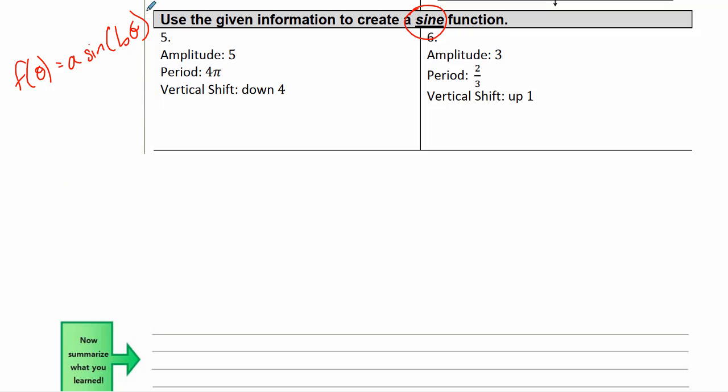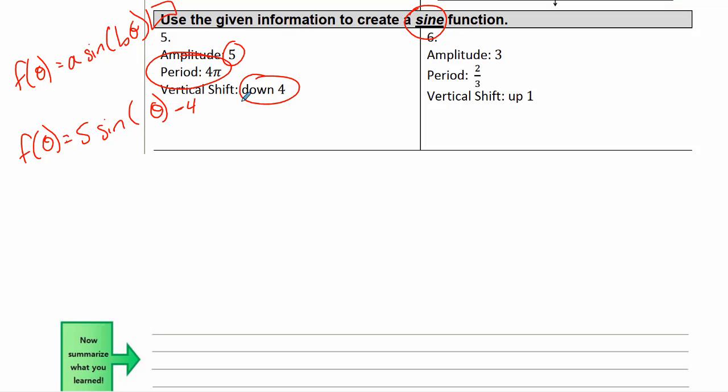Okay, and then there's going to be something over here, maybe a plus c or something like that, which is where the vertical shift is going to happen. So for amplitude, I need to plug in the values, right? So f of theta is equal to the amplitude, which is 5, so that's 5 sine of something theta. It's going to go down 4, so we know that this is a minus 4. Those two are pretty easy.